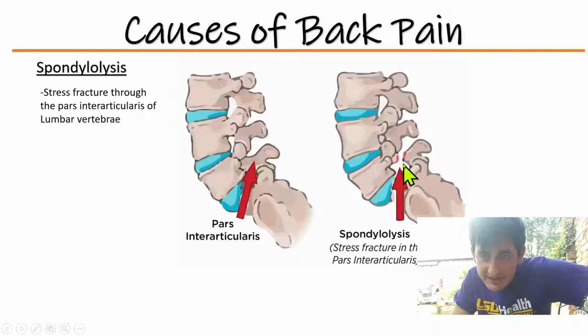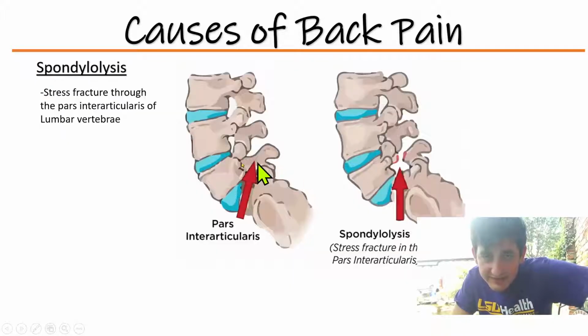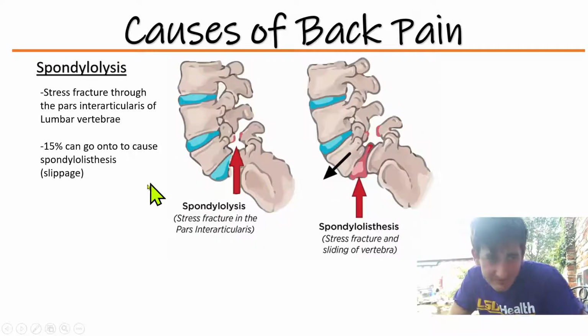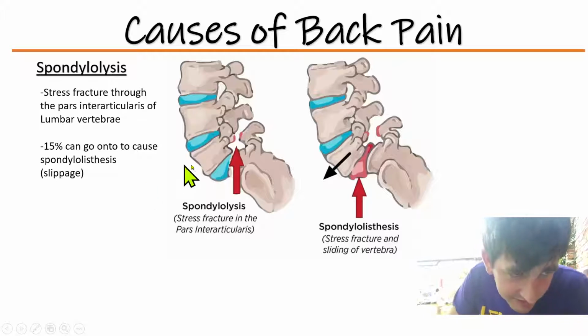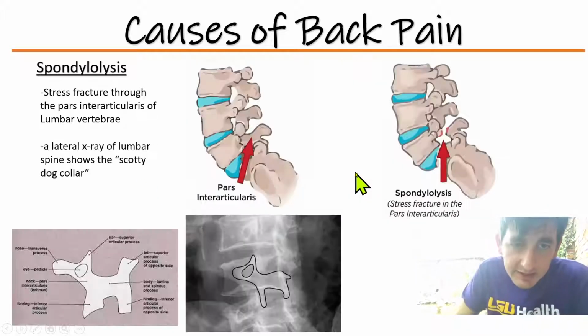Okay, now what can happen here? Instability. This thing comes moving forward. Right? There it is. The stress fracture. Boom. Slides the vertebrae forward. You don't have that support. 15% of these go on to cause this slippage, though. So most don't, but 15% will.